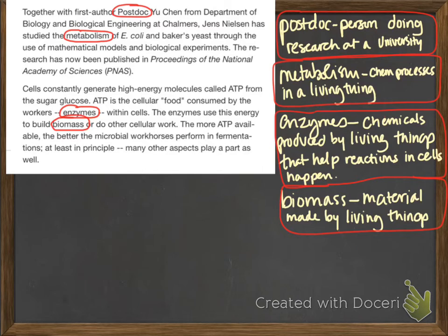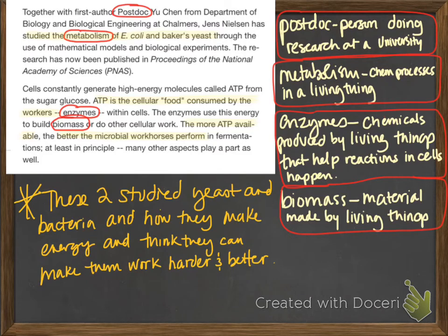So what are the big ideas here? Well, here's what I've got. They studied the metabolism of E. coli and baker's yeast, and they think that they can make them make more ATP, which kind of ties in with what we saw in the last slide. So these two studied yeast and bacteria and how they make energy, and think they can make them work harder and better.